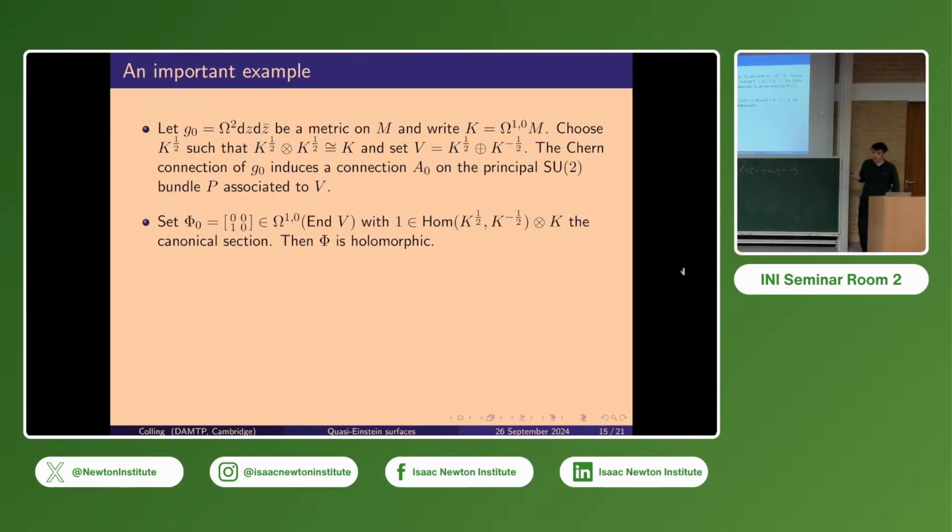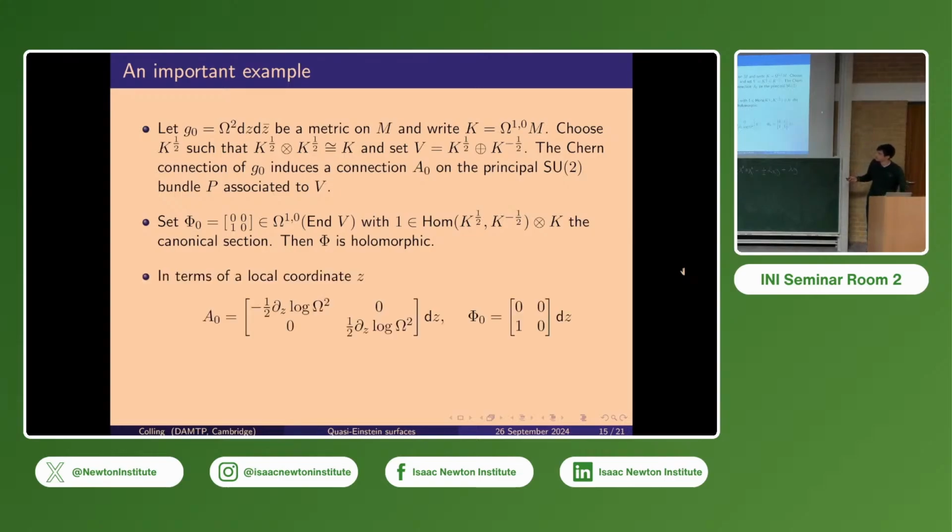It's the connection on the holomorphic tangent bundle that in holomorphic trivializations, the (0,1) part will be 0, and moreover, it is compatible with the metric. So there's a formula which is essentially this form. So the Chern connection will be ∂_z log omega squared times dz in a trivialization. And this induces the following connection on this bundle V.